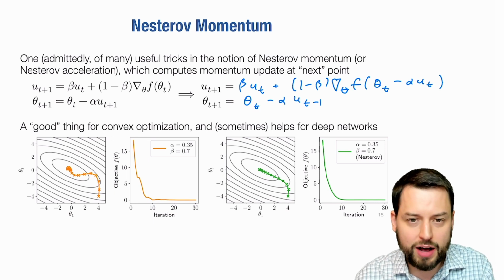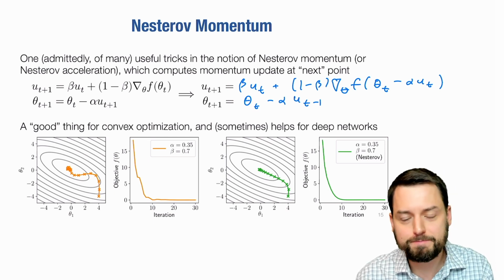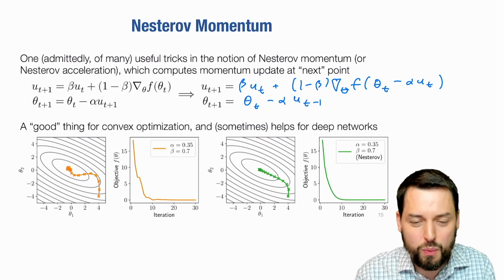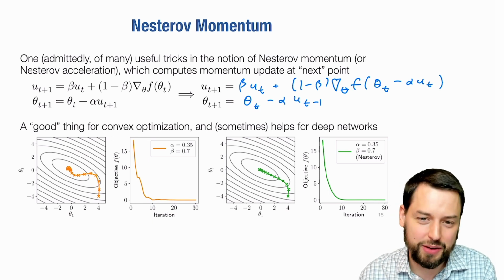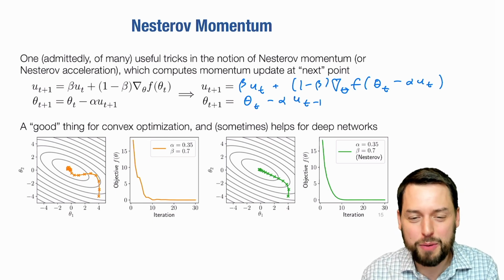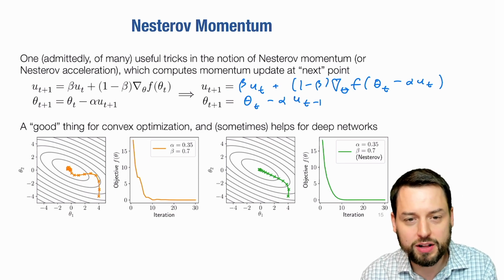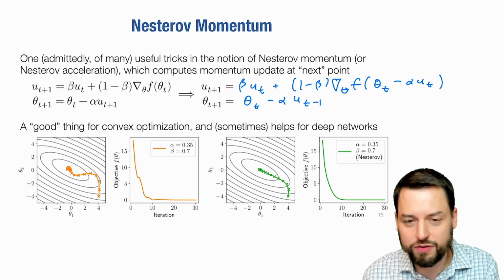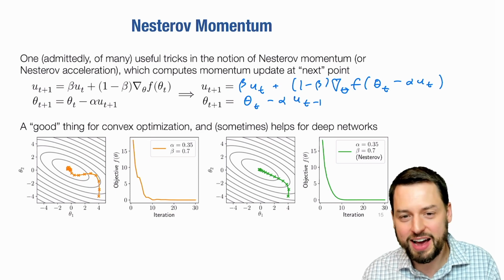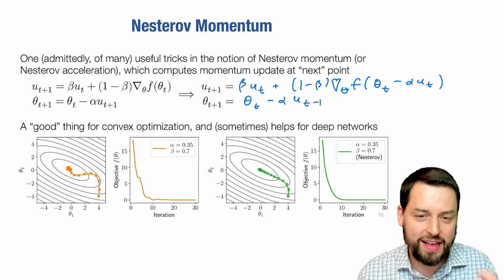I mention it here not because we really care about the convergence properties. Again, just like with Newton's method, how much those really extend to the non-convex optimization we deal with in deep learning is somewhat unclear. But this is a nice trick to know about, that you can compute gradients at look-ahead points in some sense, and that often is a good idea.